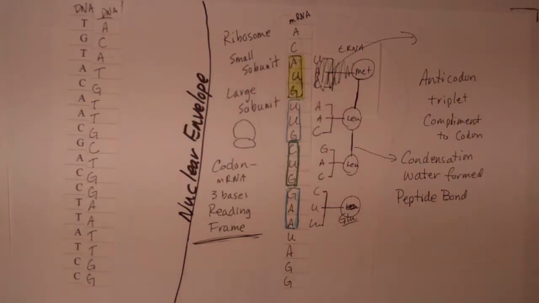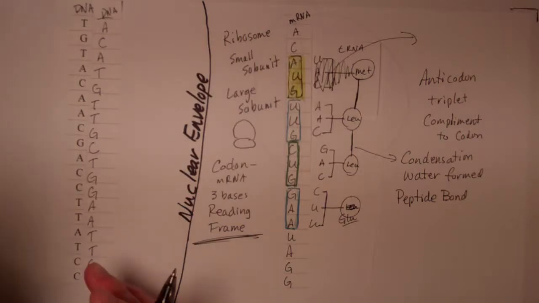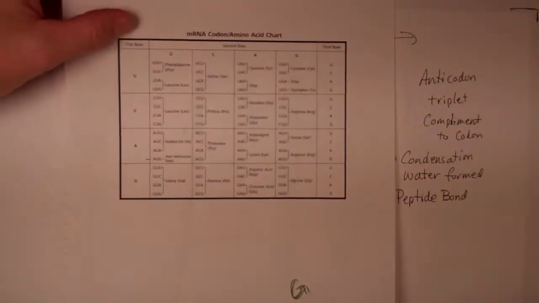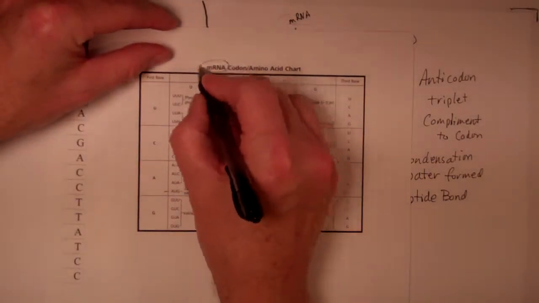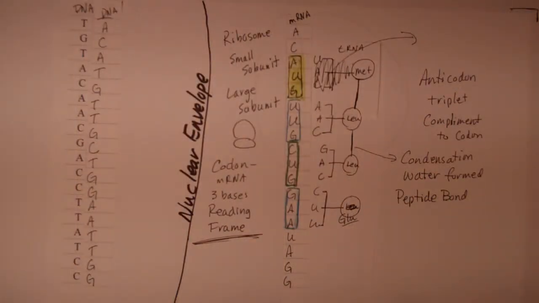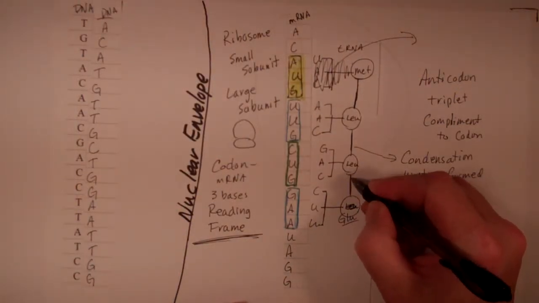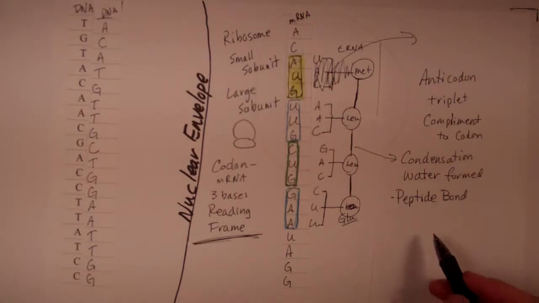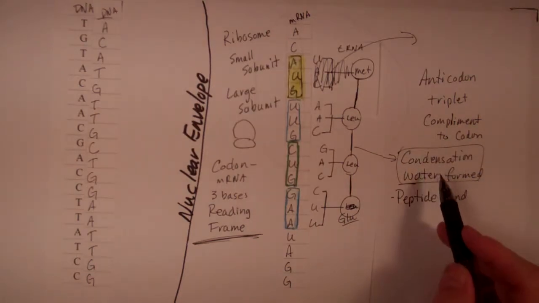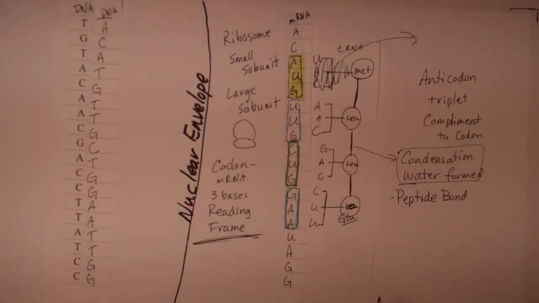So don't make the same mistake that I just made. It's a very, very common mistake, and I see it all the time on tests. Remember that you are reading the mRNA and not the tRNA here. Again, we're going to have a bond form. That bond is called a peptide bond. The reaction that does that is condensation or dehydration synthesis.